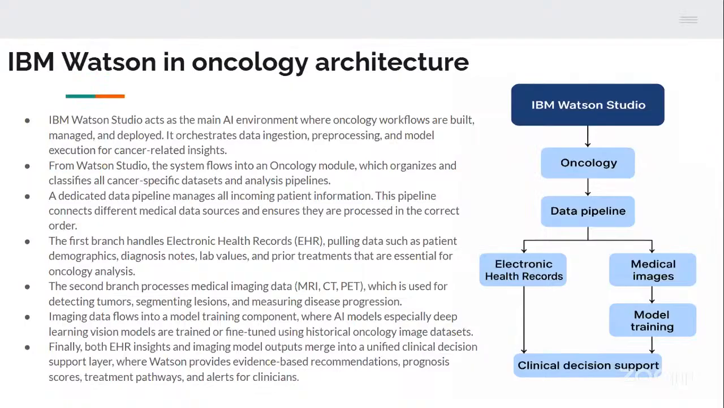When the imaging data flows into a model training component, the AI models, especially deep learning vision models, are trained and fine-tuned using historical oncology image data sets. Finally, both EHR insights and imaging model inputs are merged, and then the doctor makes the final decision using his expertise based on the scores. So this is how the real architecture is. This is only one part of the architecture.